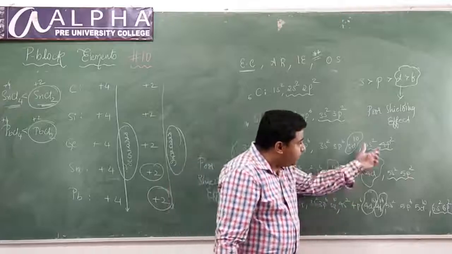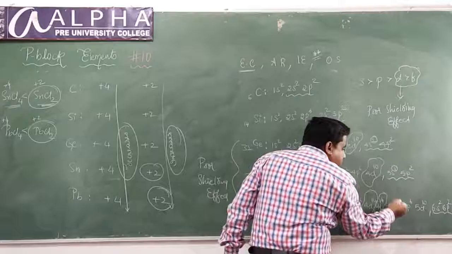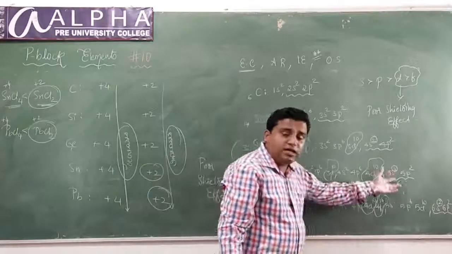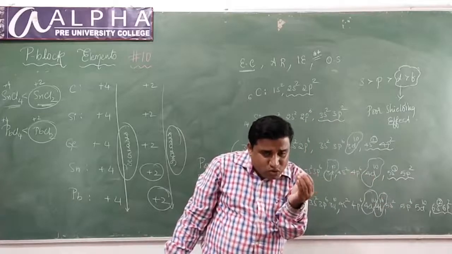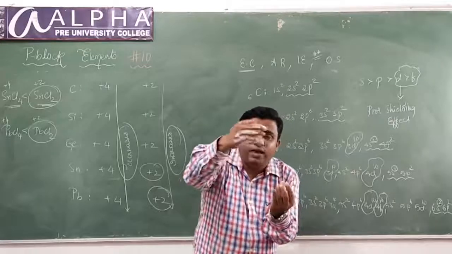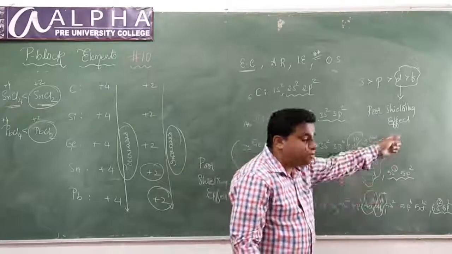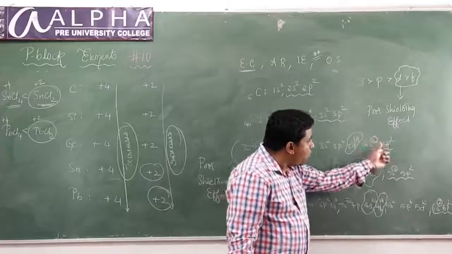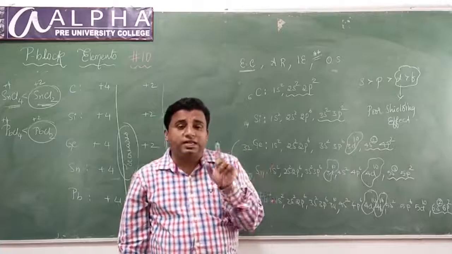When they are nearer to the nucleus, the removal of the s electrons becomes difficult. Why? Because the s electrons are tightly attracted to the nucleus, so the removal is very difficult. Therefore, I can remove only the outer p electrons, and if I can remove only outer p electrons, I can account for only +2 oxidation state.